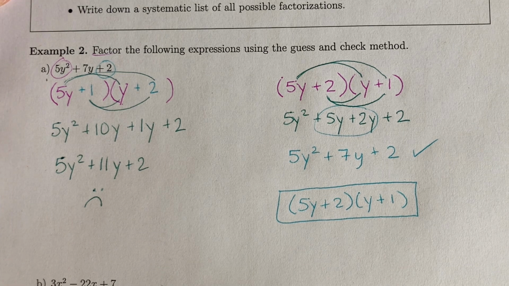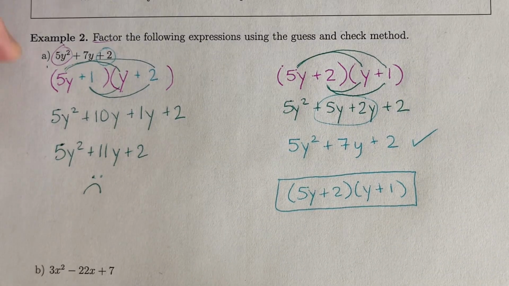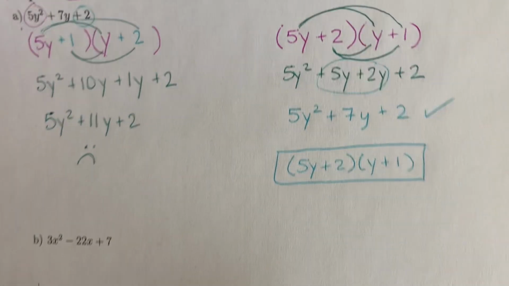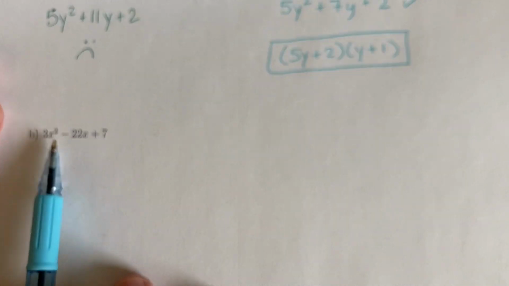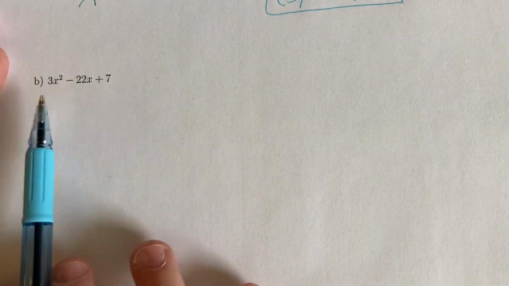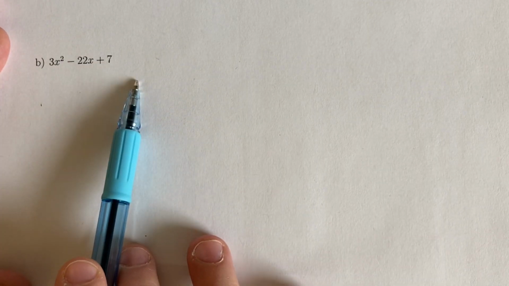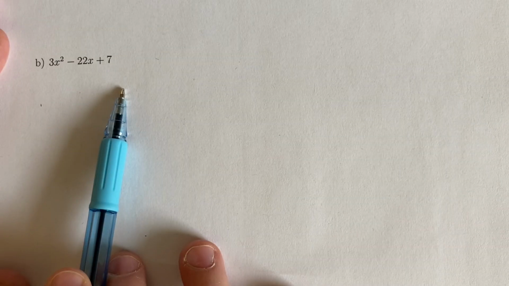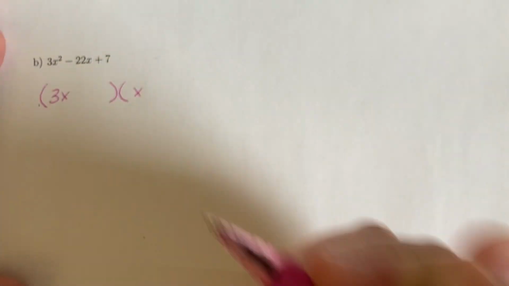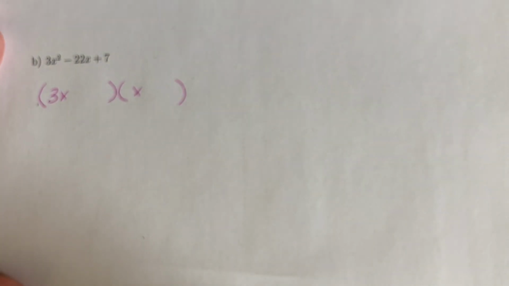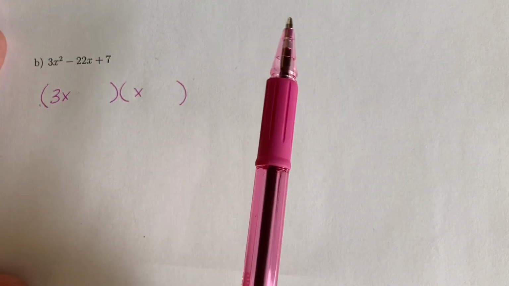Let's try one more and then we'll learn the second method for what to do if there's a lot of numbers that multiply to what's here. So this is another one where both the 3 and the 7 are prime, so there's very few options here. To multiply to 3x squared, we can do 3x and 1x. To multiply to 7, I guess I can do 7 and 1. All right, there's my guess. Let's do the check.